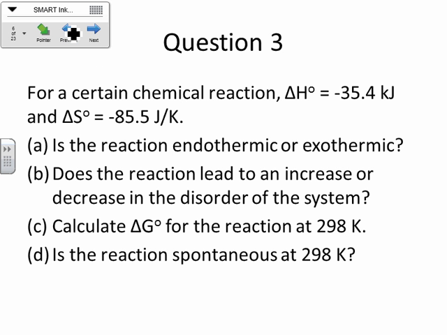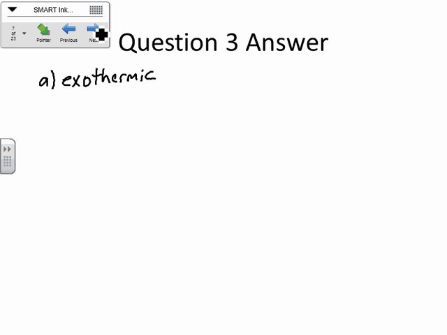Okay, second question, does the reaction lead to an increase or decrease in the disorder of the system? Just looking at the sign on the delta S should tell us what we need to know there. Is there going to be an increase or a decrease in the disorder? There's actually a decrease in disorder here, and that's just because the delta S is negative. If the delta S is positive, that means the disorder is increasing.